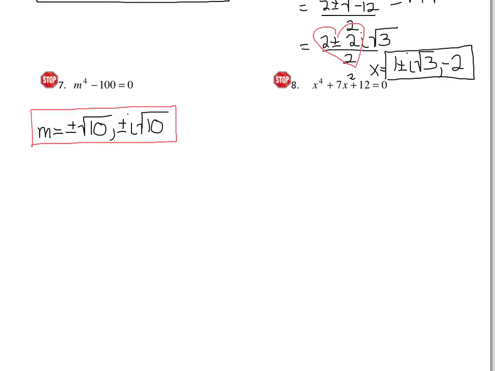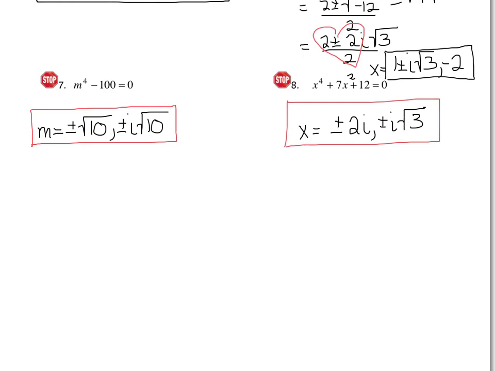Okay, so here's the answer you should have gotten for 7. m equals plus or minus square root of 10, and plus or minus i square root of 10. Remember, plus or minus means those are 2 answers. It's just our shorthand way of writing it. All right, please, again, pause the video and try number 8. Okay, so here are the 4 zeros that you should have gotten for number 8. And if you didn't get the answers correct for 7 or 8, please make sure to see what you did incorrectly in class tomorrow.